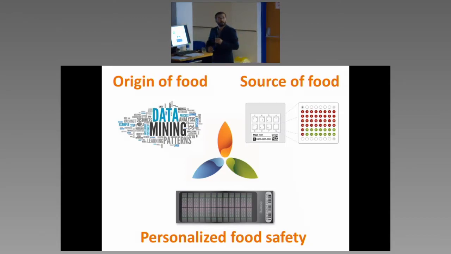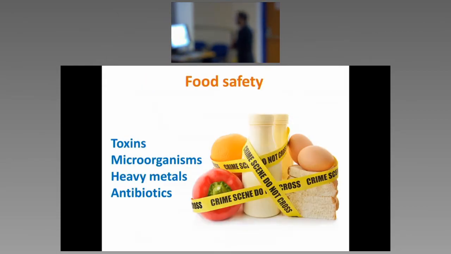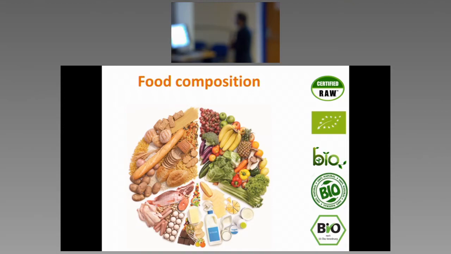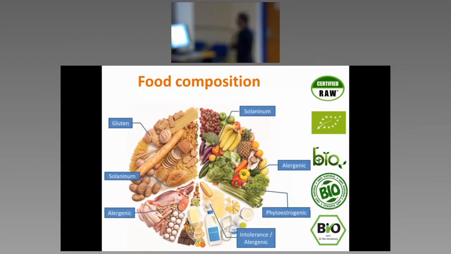So generally there is a lot of information about food safety, and all techniques are focused on toxins, microorganisms, heavy metals, antibiotics. So it's really well known, and I guess our food is quite safe. Generally, if you are buying really safe food, it could be bio, could be raw, could have any possible certificate, there is still some kind of problem, and it's the food composition.